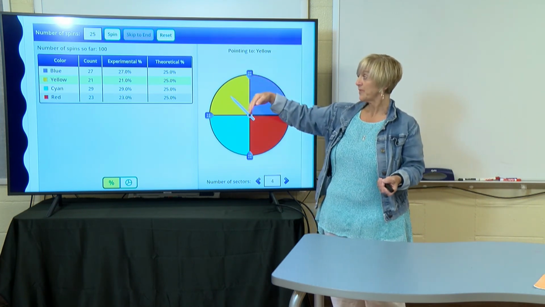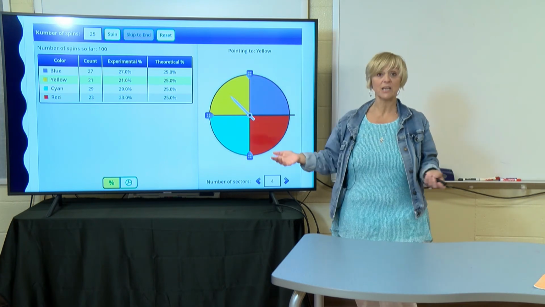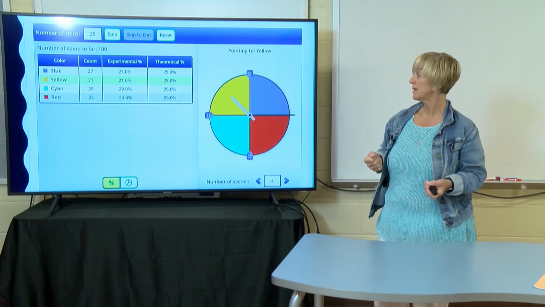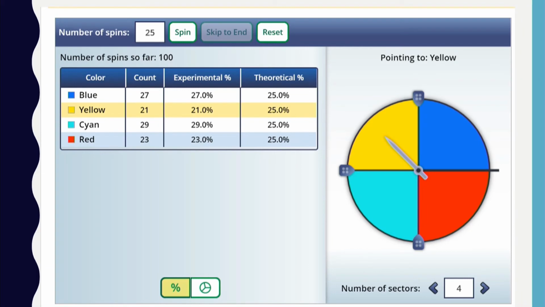On yellow, it landed 21 times. In theory, we said 25%. It actually was 21% in experiment. And the same goes for cayenne and red. So our experiment and our theory actually matched this time. Do you think that'll happen every single time? Maybe. The benefit we have on this one is that they're equal.